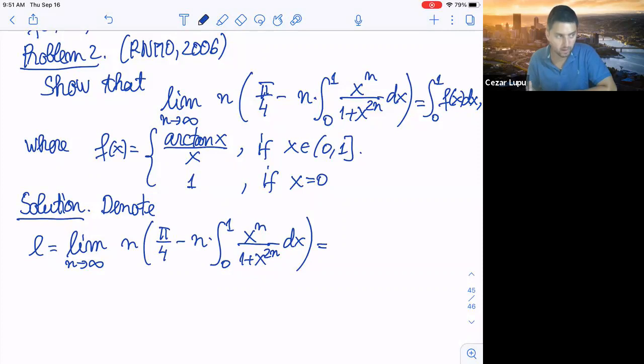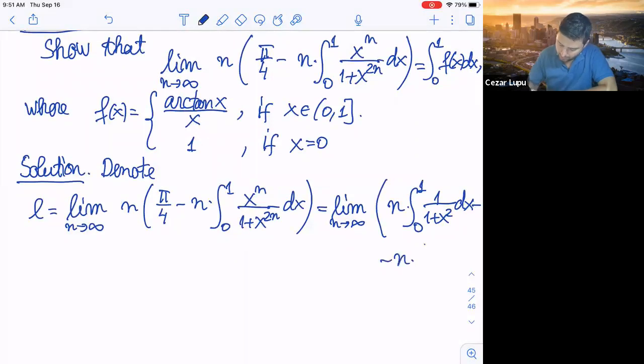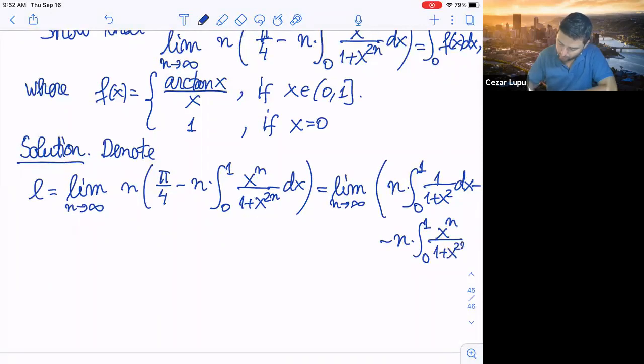So we have the following. This would be the limit as n approaches infinity. Now let's be careful a bit. I'm going to write this pi over 4 as an integral. So it's n times pi over 4, which is the integral from 0 to 1 of 1 over 1 plus x squared dx, minus n times the integral from 0 to 1 of x to the n over 1 plus x to the 2n dx.